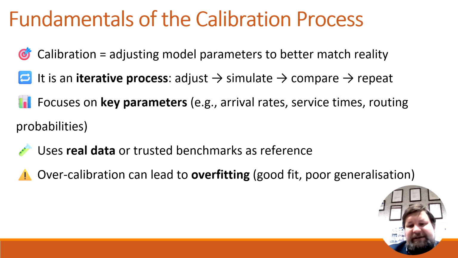Okay, so as I have stated, a calibration means adjusting model parameters so the model better matches the reality. It should be stated that a calibration is an iterative process. We adjust parameters, run the model, compare with real data, and repeat. We focus on the most important parameters, such as arrival rates, service times, maybe routing probabilities. It depends on the model. And of course, real data is used as the reference.